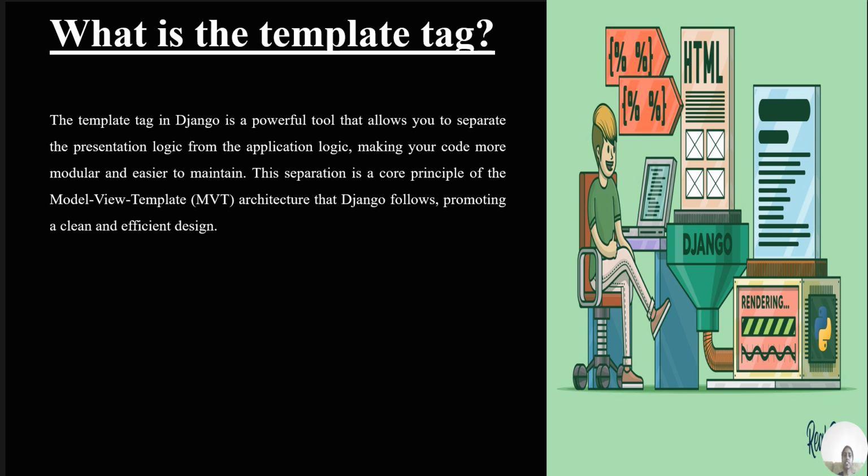The template tag in Django is a powerful tool that allows you to separate the presentation logic from the application logic, making your code more modular and easier to maintain. This separation is a core principle of the model view template architecture that Django follows, promoting a clean and efficient design.